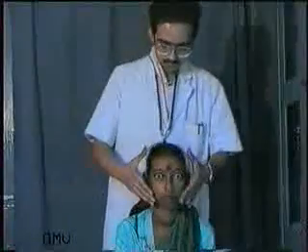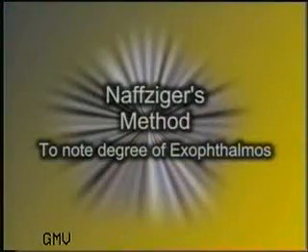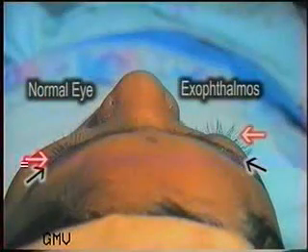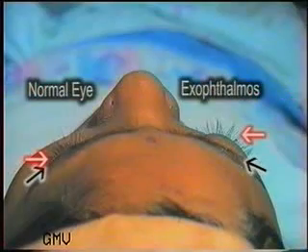Now to note the amount or degree of exophthalmos, examine the eyes by Naffziger's method. Stand behind the patient. Tilt the head of the patient backwards to observe the eyes in the supraorbital plane. The actual protrusion of the eyeballs beyond the supraorbital ridges can be appreciated in this position. Normally, the eyes do not project beyond the supraorbital ridges.